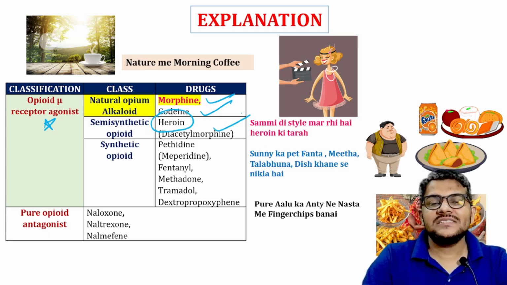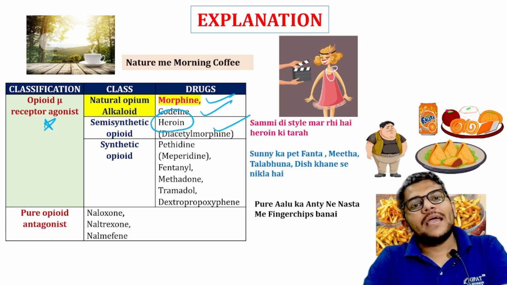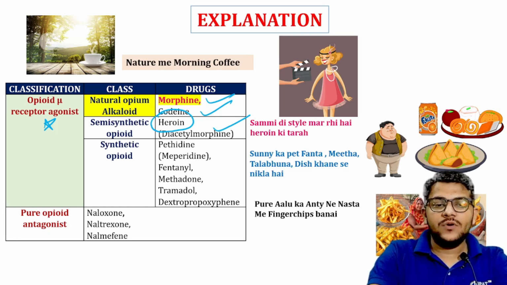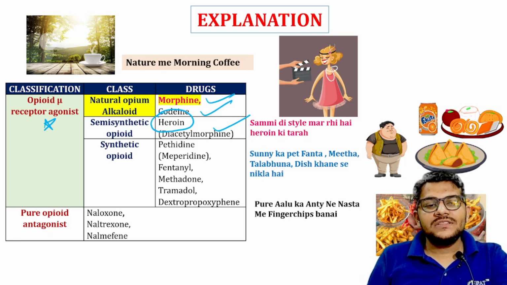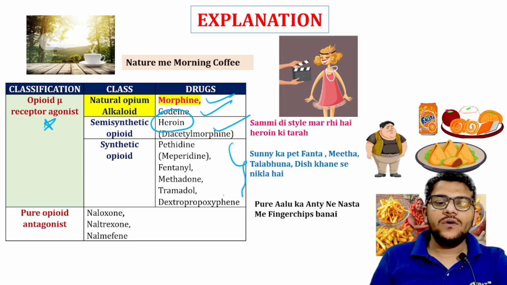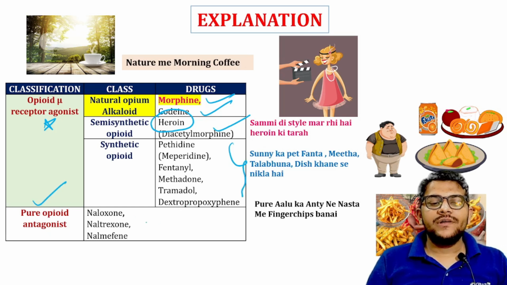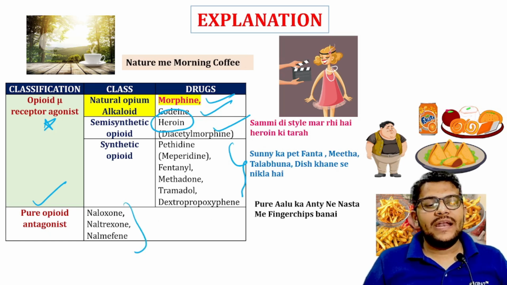They can ask this question like what is the chemical name of heroin, or heroin is also known as diacetyl morphine. After that we have the synthetic opioids, that is pethidine, fentanyl, methadone, tramadol, propoxyphene. After that you have the pure opioid antagonists, that is naloxone, naltrexone and melphalan.